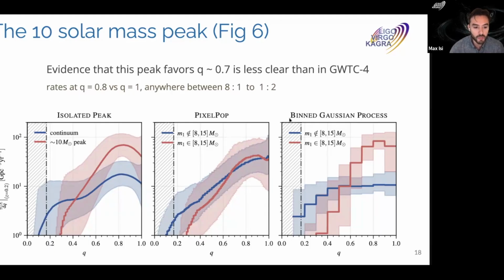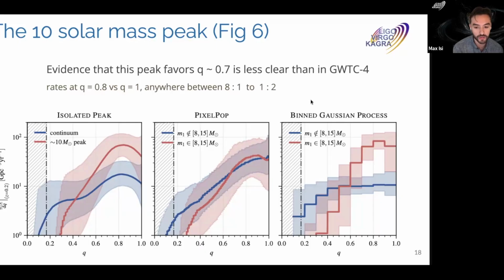on the left-hand side, these curves within uncertainty do not rule out that the rate at 0.8 is the same or less than the rate at q equals 1. So the rates at q equals 0.8 versus q equals 1 could be anywhere between 8 to 1 to 1 to 2. So within the uncertainties that we have, even though there is a slight preference for these uneven masses, we cannot rule out that equal masses are also equally favored. So this is this isolated peak model that is tailored for these sort of questions.